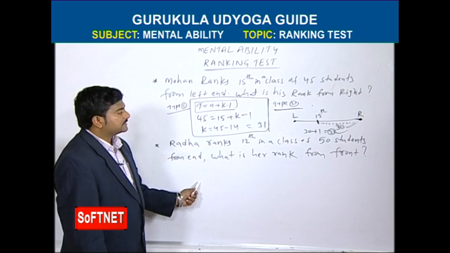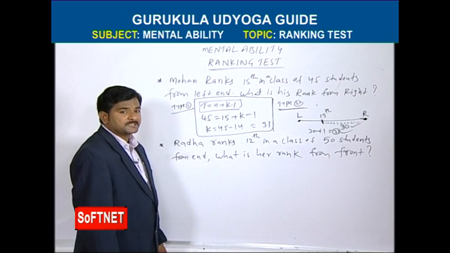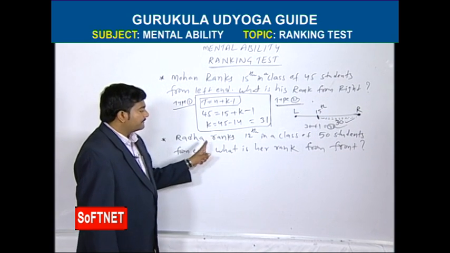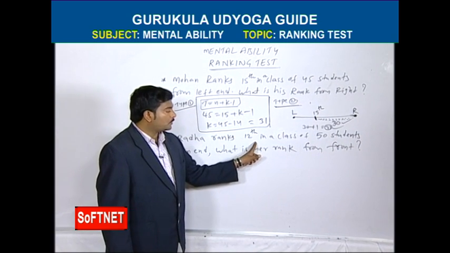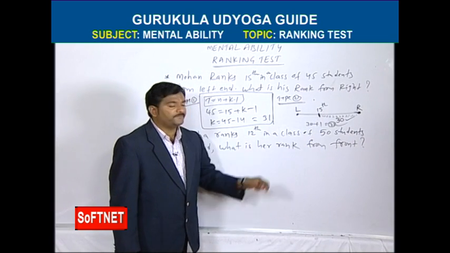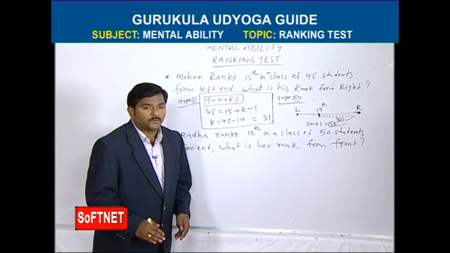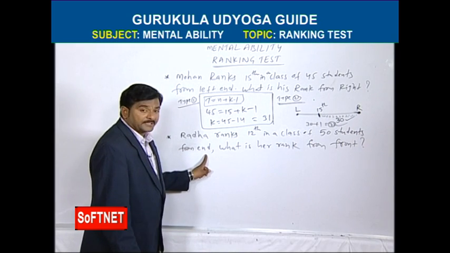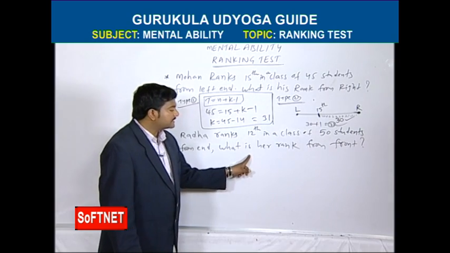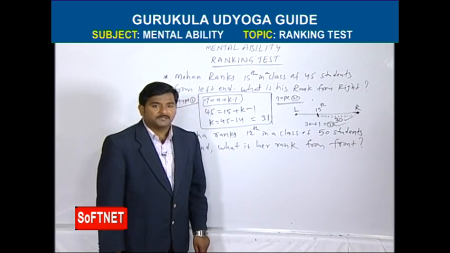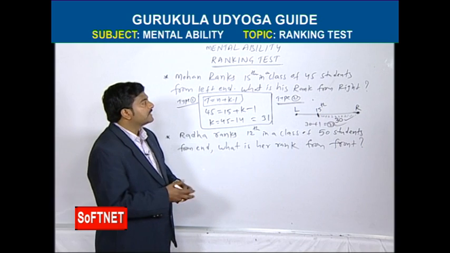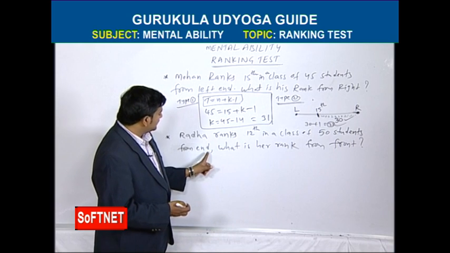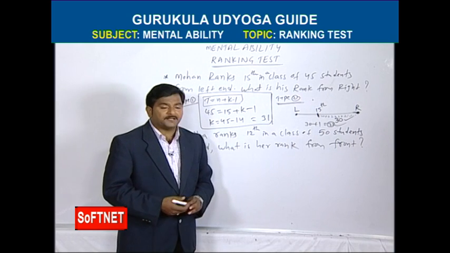So now focus on the second question. What is the given second question? Radha ranks 12th in a class of 50 students. Total how many objects are there? 50 objects from end. Okay, no issue. What is her rank from front? Indirectly, I need to say one thing: here left hand is given and he asked to find right hand. Here from end is given, he asked to find from front.